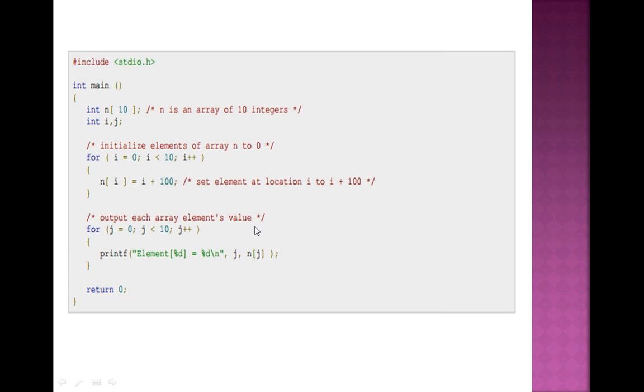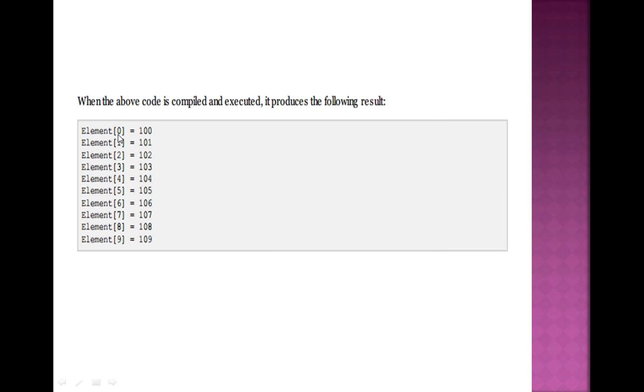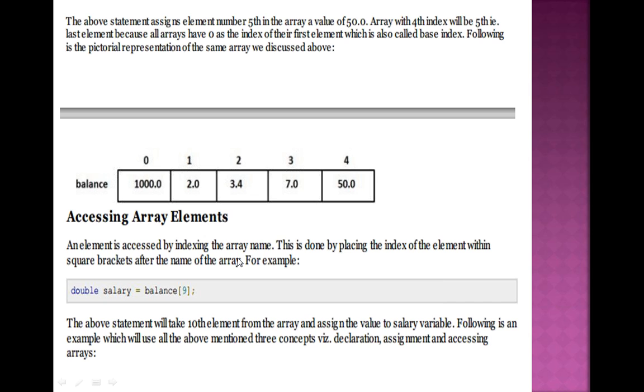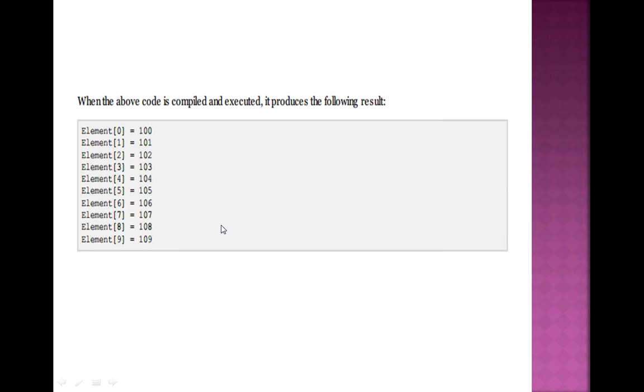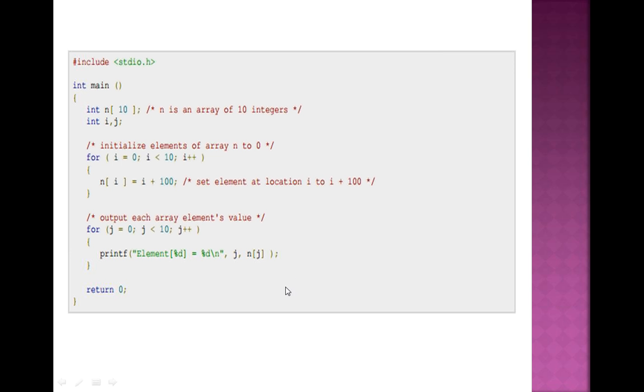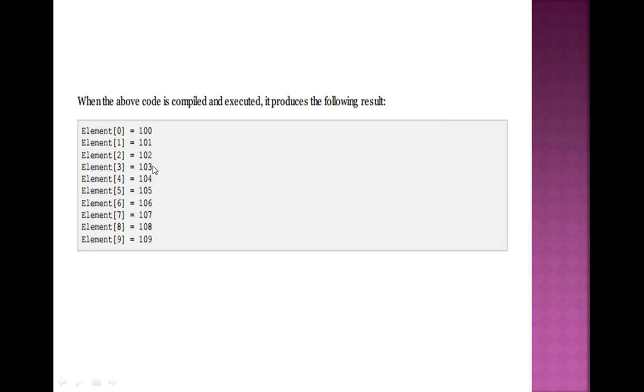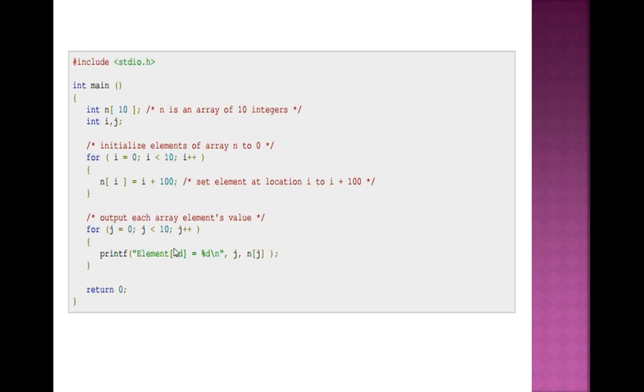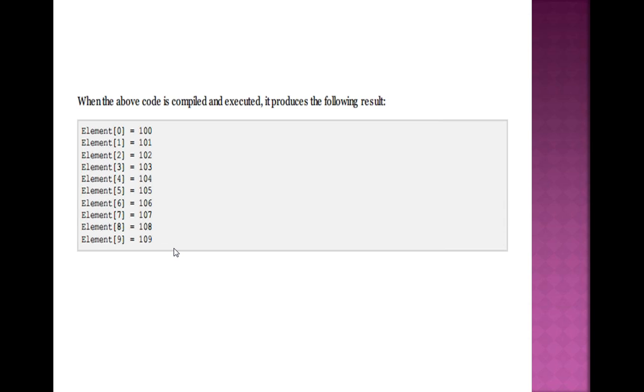Then display the output by using another variable, that is j. j is less than 10, j++, using element j, then n[j]. This is your example, element 0. This is the element 0 location. The output is 100. Then at the first location this is 100, then 102, 103 till 109. This is how we can use initialization, assignment and operations in C language.